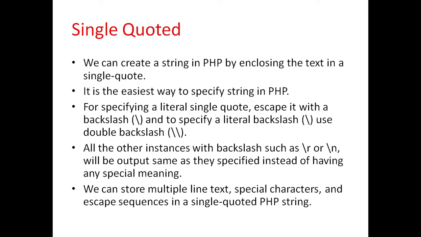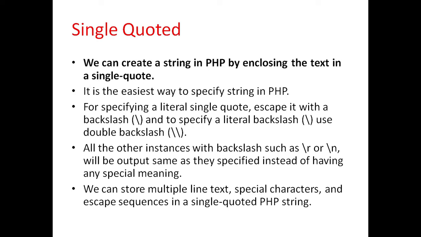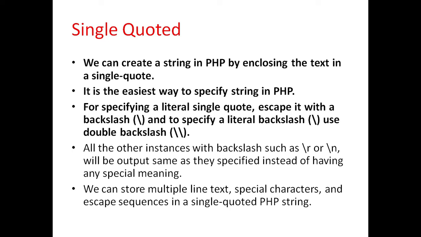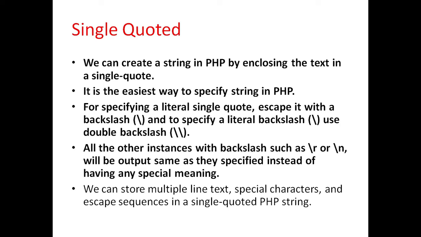First we will see single quoted. We can create a string in PHP by enclosing the text in single quotes. It is the easiest way to specify a string in PHP. For specifying a literal single quote, escape it with a backslash, and to specify a literal backslash, use a double backslash. All other instances of backslash, such as \r or \n, will be output the same as specified, instead of having any special meaning.